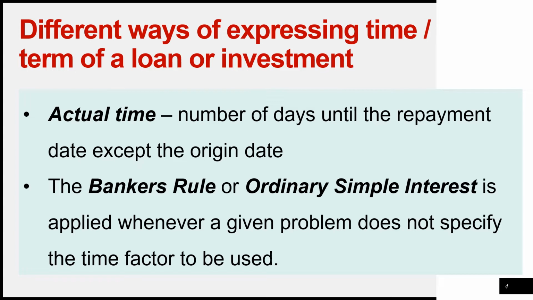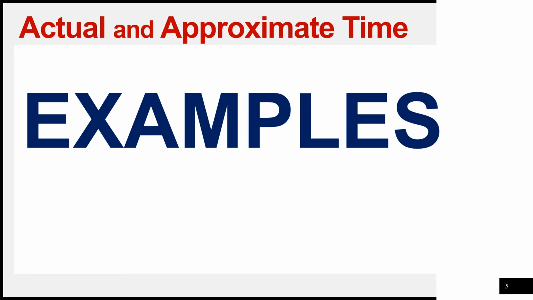The actual time refers to the number of days until the repayment date except the origin date. The banker's rule or ordinary simple interest is applied whenever a given problem does not specify the time factor to be used. For us to understand better the concepts of ordinary simple interest and the exact simple interest, let us discuss these examples on how to identify the actual and the approximate time between two given dates.